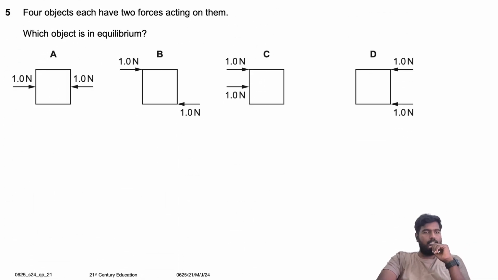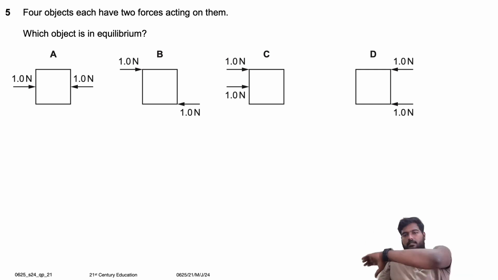Four objects each have two forces acting on them. Which object is in equilibrium? We can obviously see that A is the right answer, but we'll consider the others also. Option D, both forces are acting from left. So the resultant force will be towards right. And option C, one is in the center, the other one is at the top. So the net result will be a torque. So it will rotate the body.